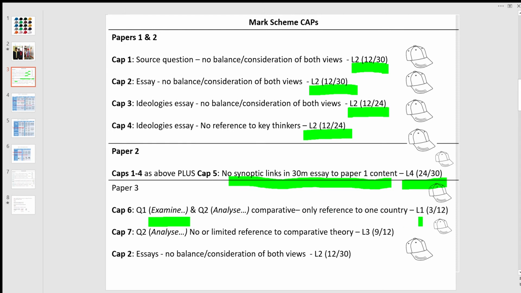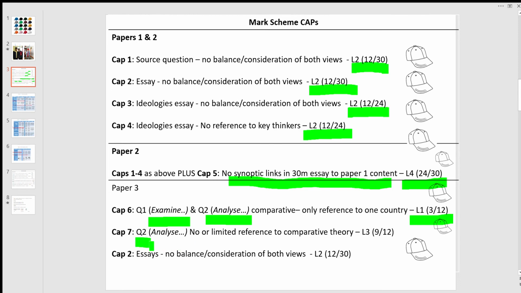Unsurprisingly, as it's a comparative question, if you only reference one country, they're going to give you a severe cap at level 1, maximum of 3 out of 12. It makes a nonsense of a comparative question if you only reference one country. The same goes for the question 2 12-marker, which has a command phrase of analyze.